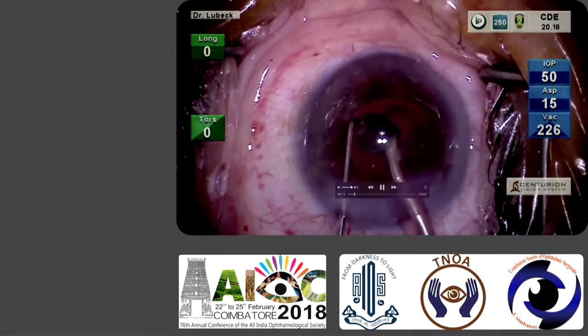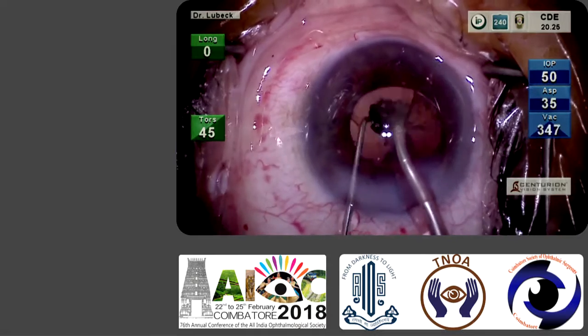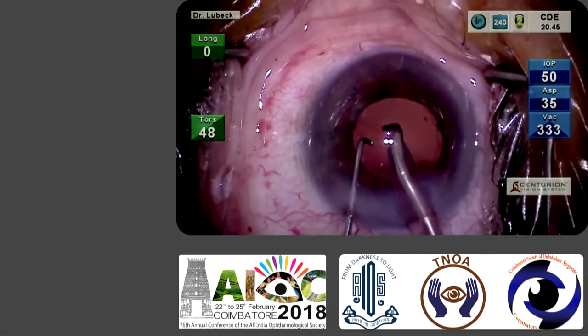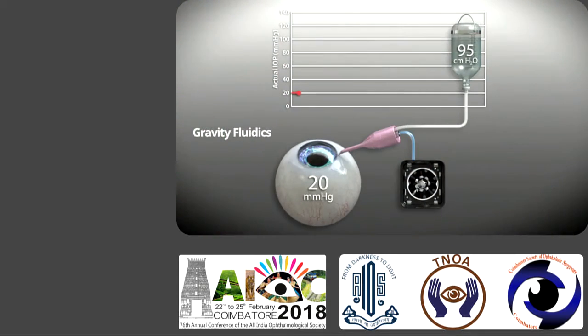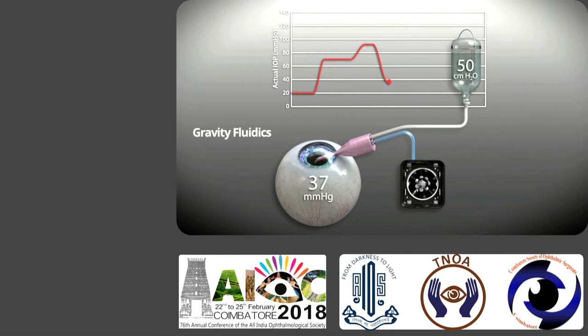Aspiration, and energy to emulsify and remove the lens. When irrigation is initiated, the eye will reach an IOP equivalent to the bottle height. For example, a bottle height of 95 centimeters of water creates 70 millimeters of mercury pressure. Different bottle heights result in different IOP levels.